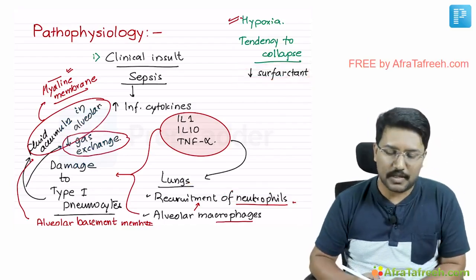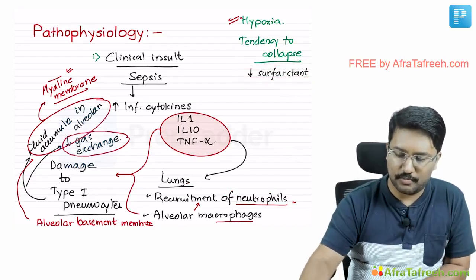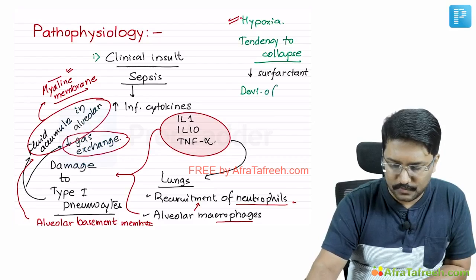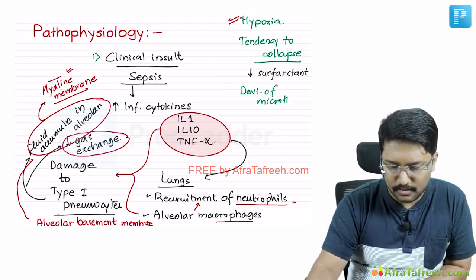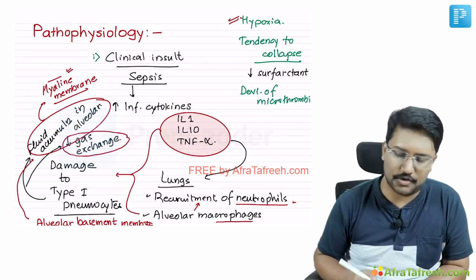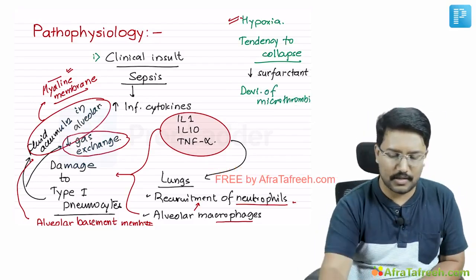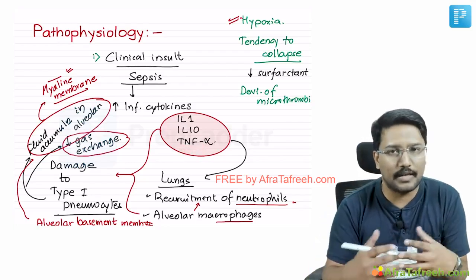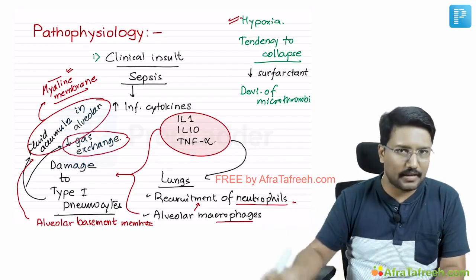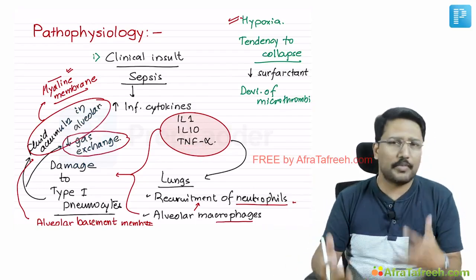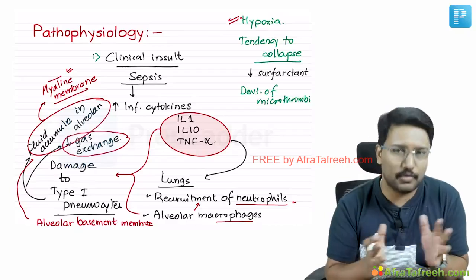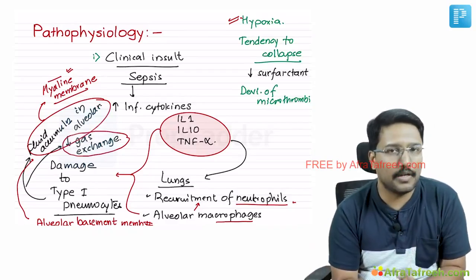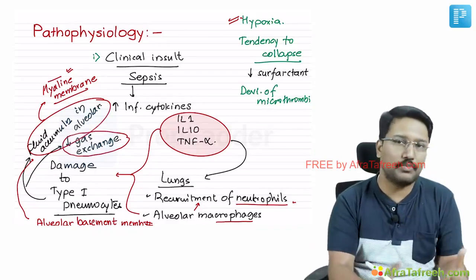Okay, now the third problem that we see in these patients, which also contributes to hypoxia, is development of microthrombi in the pulmonary vasculature. So the inflammatory cascade is already activated. We know that in sepsis, or for that matter any systemic insult, when the inflammatory cascade is activated, we are technically prone to developing DIC. A similar pathophysiological process also occurring in the pulmonary vasculature leads to development of microthrombi, and that further impairs the gas exchange. So you become much more hypoxic.